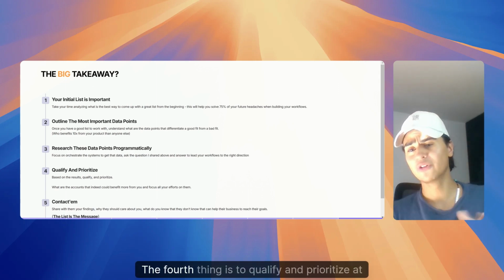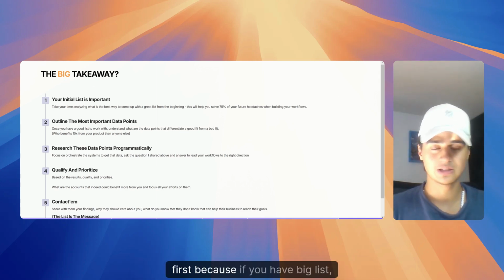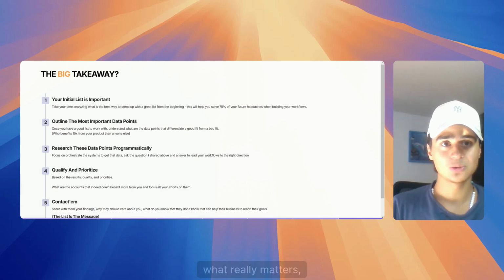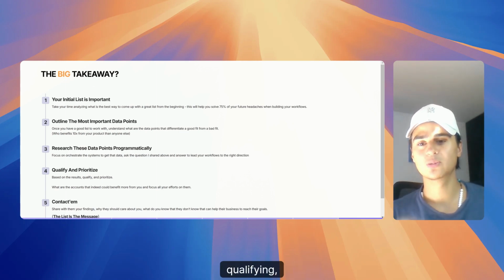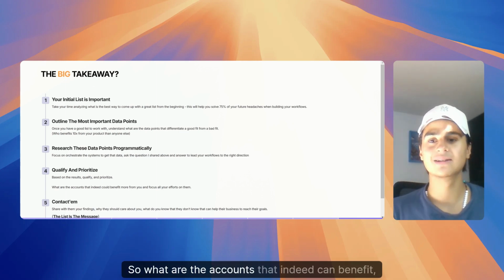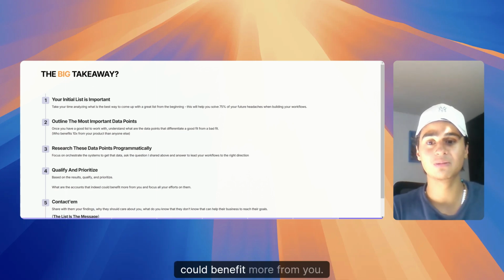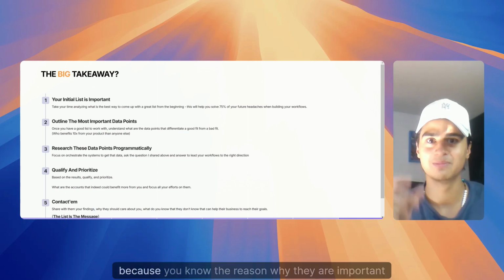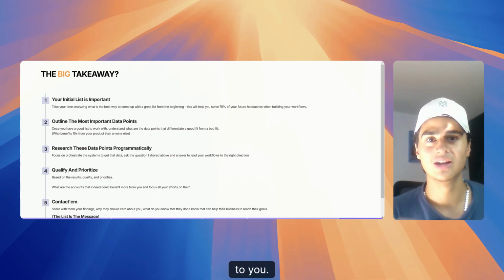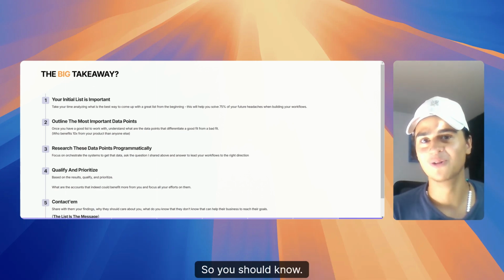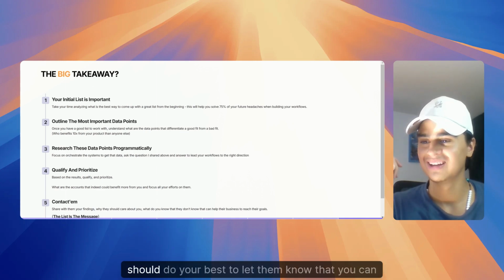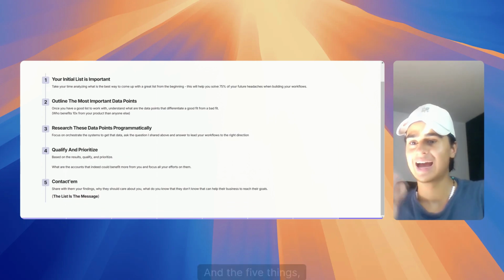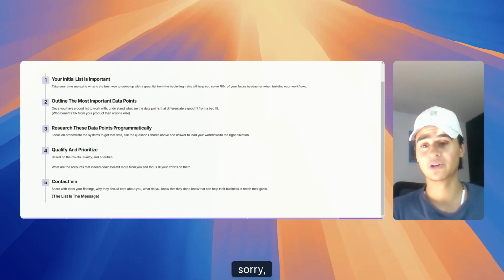The fourth thing is to qualify and prioritize, of course, because if you have a big list, you want to focus on what really matters to you. So based on the results, qualify and prioritize. What are the accounts that could indeed benefit more from you? Focus all your efforts on them, because you know the reason why they are important to you. You should do your best to let them know that you can help them reach their goals. And the fifth thing, sorry, contact them.